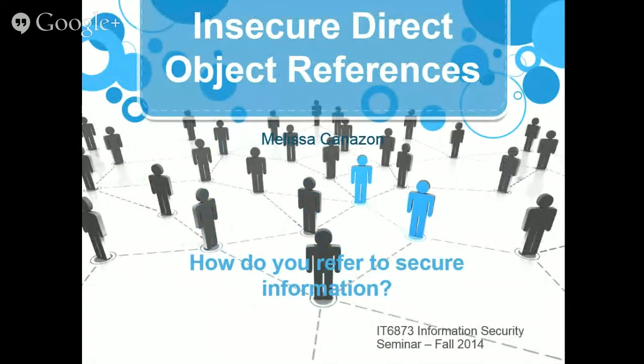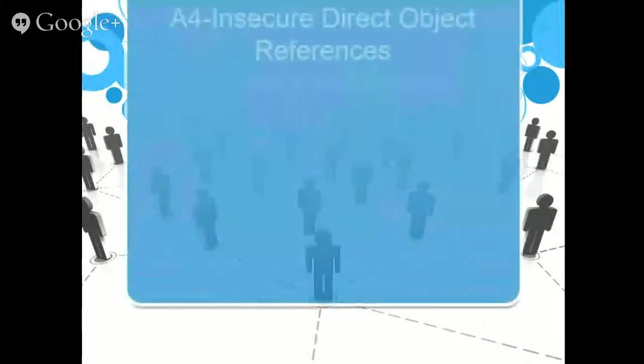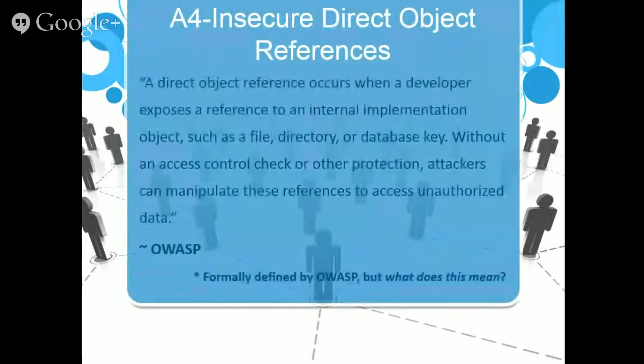insecure direct object references have to do with how we refer to information, how we find objects in a directory or database. This is the formal definition from the OWASP site. A direct object reference occurs when a developer exposes a reference to an internal implementation object, such as a file, directory, or database key. Without an access control check or other protection, attackers can manipulate these references to access unauthorized data.